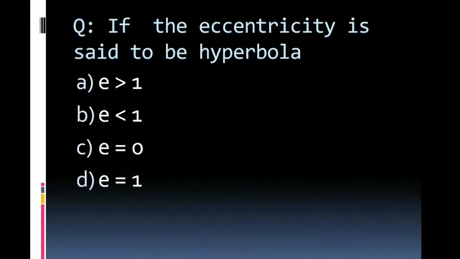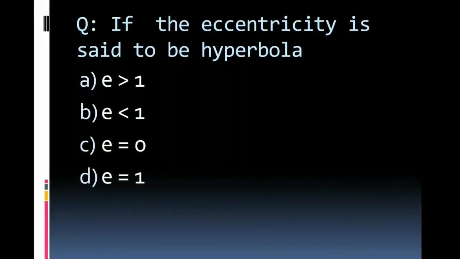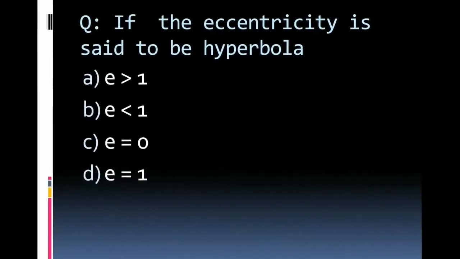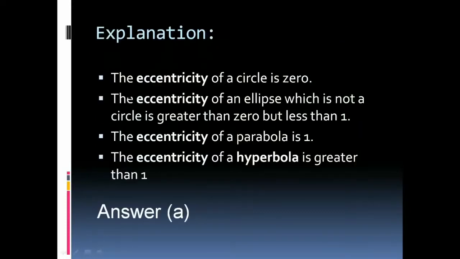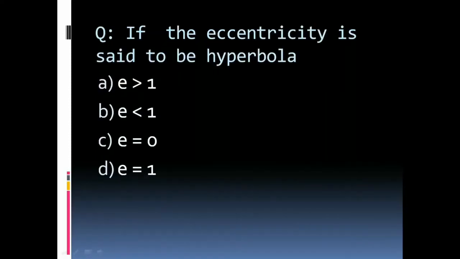E is greater than 1, E is less than 1, E is equivalent to 0, E is equivalent to 1. Now, eccentricity is denoted by the letter E. So, we'll go and see the explanation. Eccentricity of a circle is said to be 0. That means if E equals 0, this is a condition for a circle.